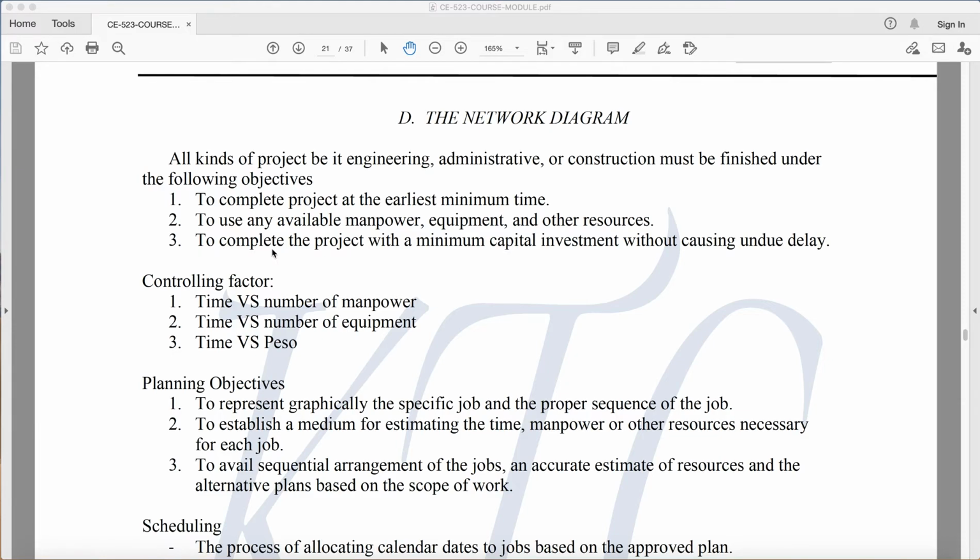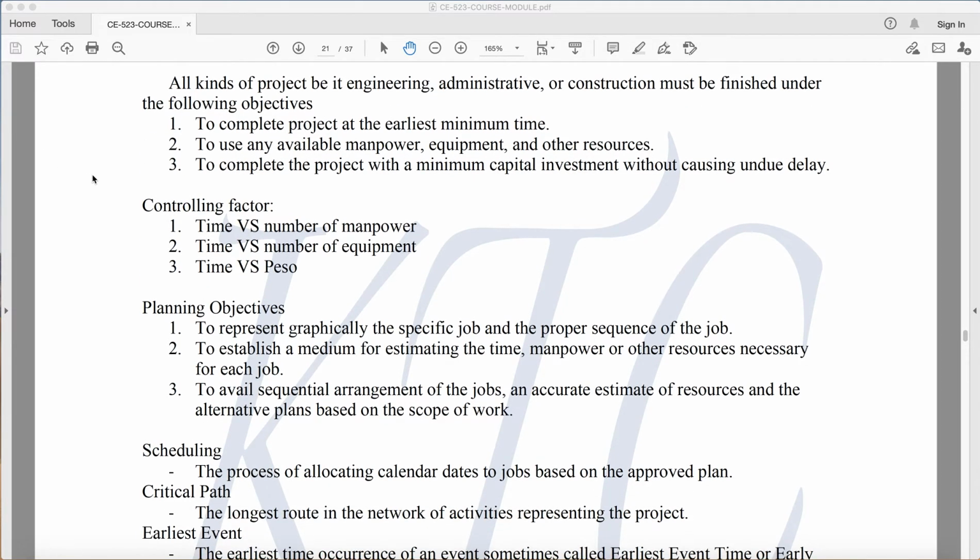Number three, to complete the project within a minimum capital investment without causing undue delay. So as much as possible, we want to deliver a project or a product with the minimum possible cost, so that we can be efficient in terms of costing, and we are not wasting money. Okay. So what are the controlling factors?